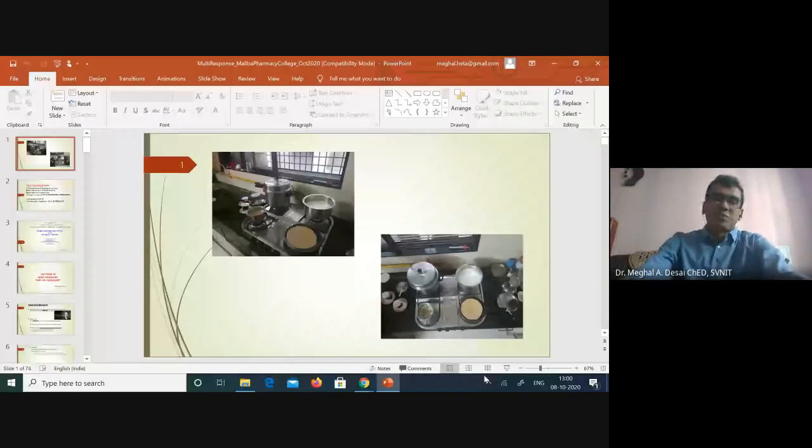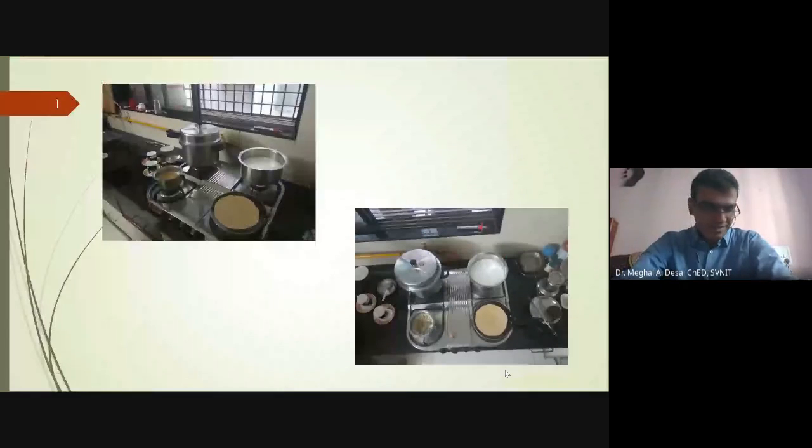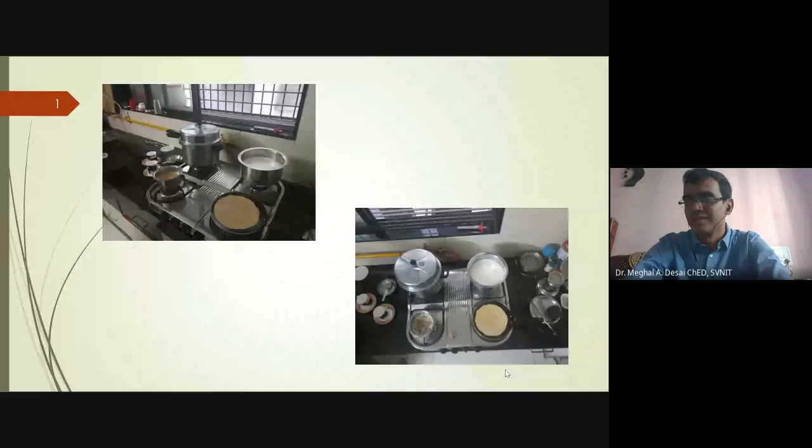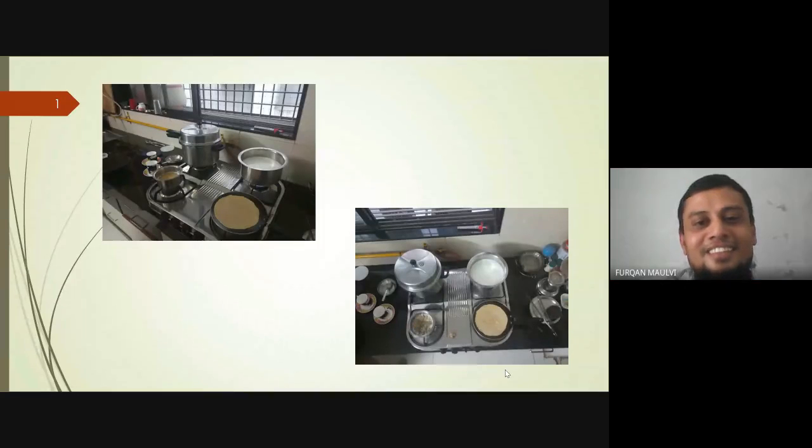After lunch, we have a presentation starting with the kitchen only. You will find this scenario common in everyone's home: in the morning, the number of burners, if you have two, both are occupied; if four, all four are occupied.